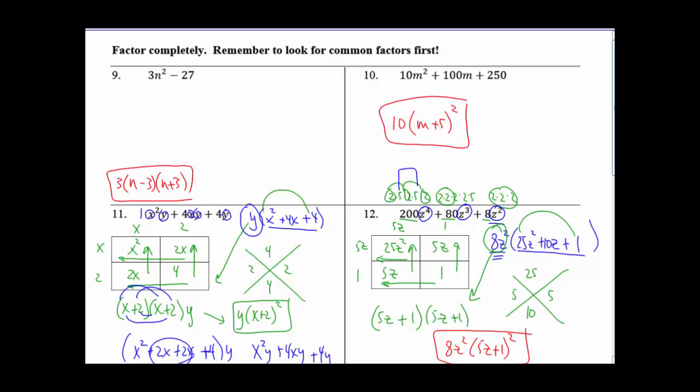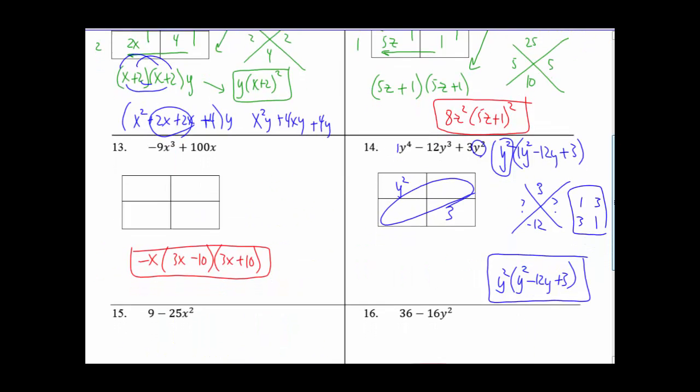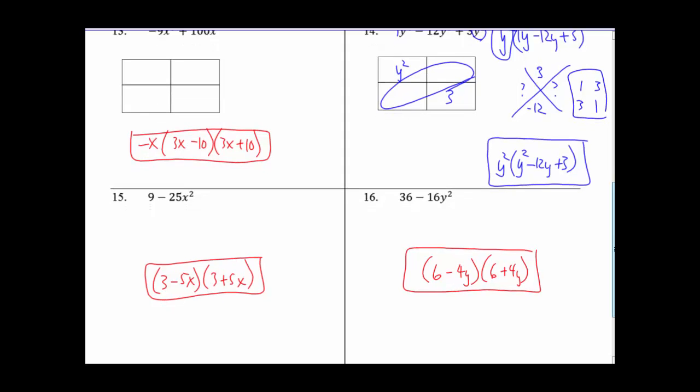All right, welcome back. Be sure to check your answers. Make sure you're not just copying down the answers. Make sure you're showing all the work through the box method, drawing your X, double checking your answers by multiplying. Check out 9 and 10. Hey, there's 13, 15, and 16.